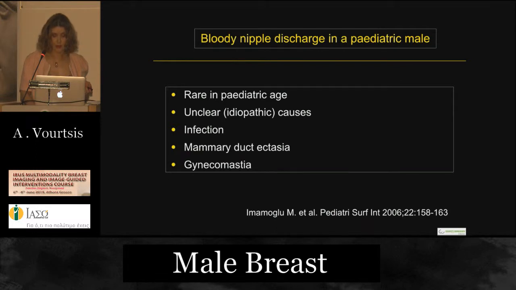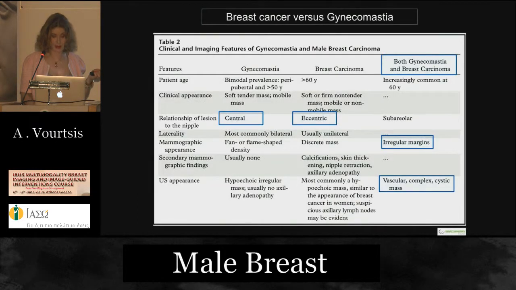Nipple discharge is extremely rare, but if there is nipple discharge, further evaluation is needed. Please remember that it might be due to unclear causes, it might be due to infection, also due to ductal ectasia or due to gynecomastia.